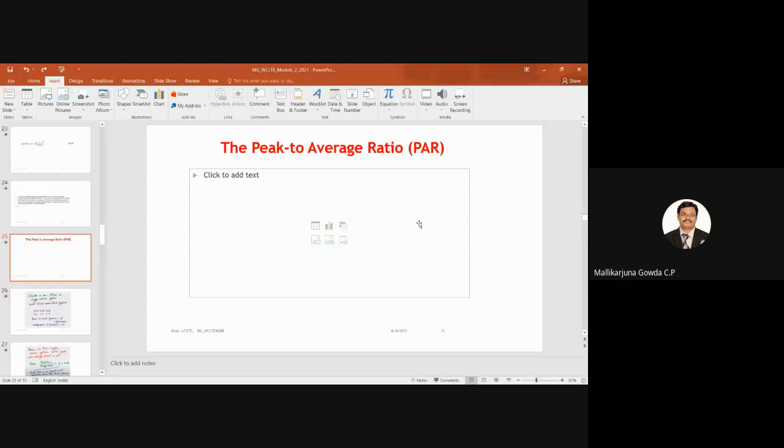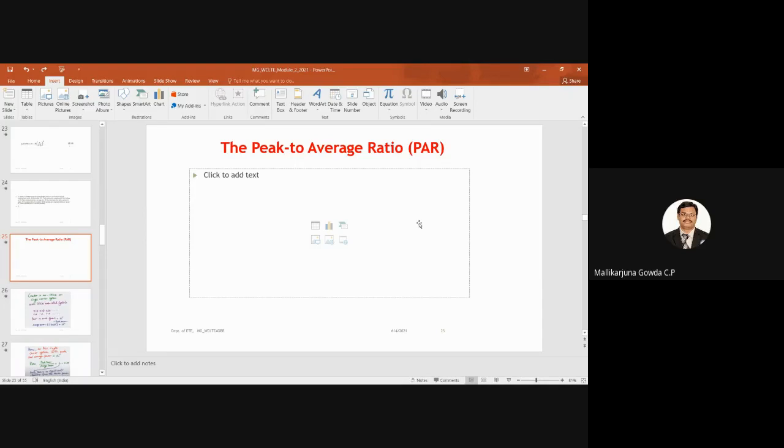Yeah, I think I discussed this briefly in the earlier lectures. Is it possible for any one of you to say what it is? PAR, peak to average ratio. Do you know what the peak to average ratio is for a single carrier system, or single carrier signals?